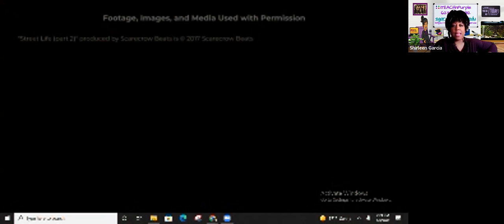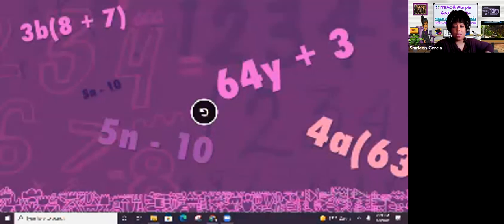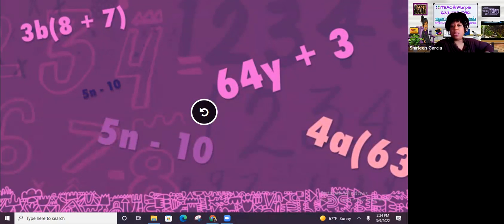All right, so the main difference between expressions and equations is that an equation has an equal sign so you can solve it. An expression, sometimes we could combine like terms to simplify it, but we could never solve it because it does not have an equal sign. So today we're just working on translating words into expressions. That's all we're doing today. Next week, we'll start talking about equations, okay?